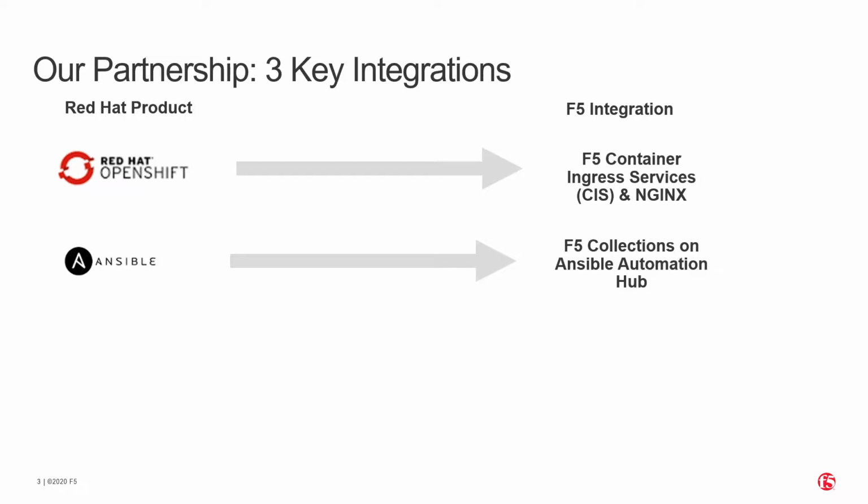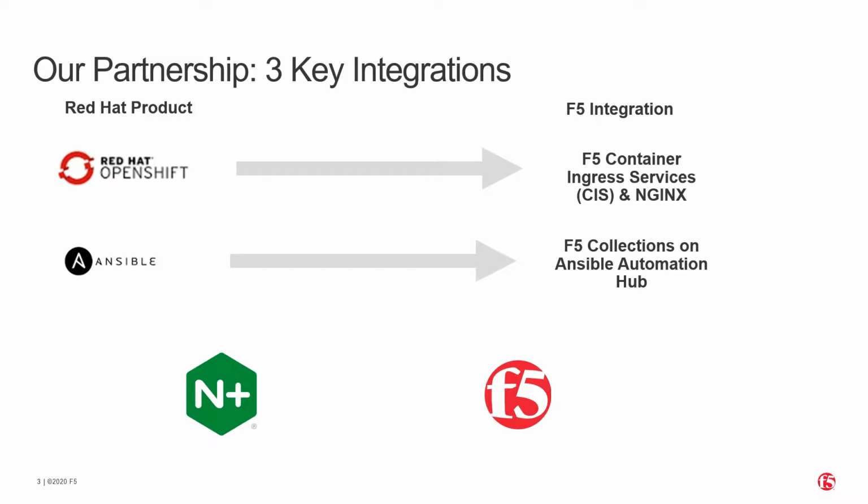So what are our integrations? There are three key integrations, okay? We have Red Hat OpenShift, which is our container ingress services, and our Nginx, which was an acquisition about a year ago, that is foundational to our strategy and our transition to a software company, which has a Kubernetes ingress controller. We have what are called operators for both products out on the Red Hat Operator Hub, which means that we're aligned and ready to integrate and work with OpenShift 4.x.